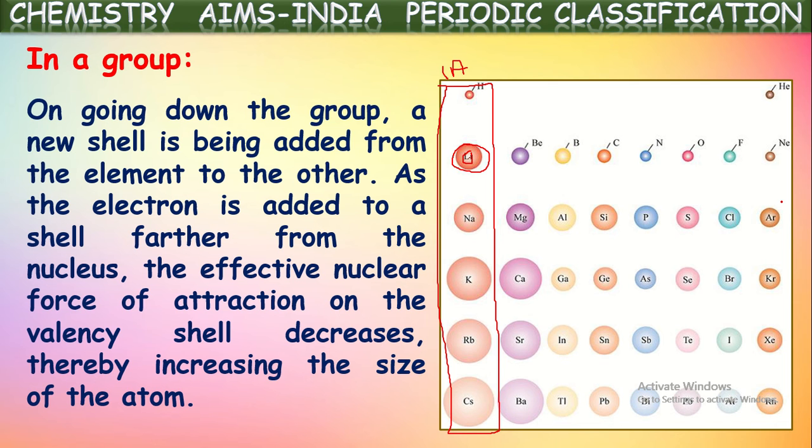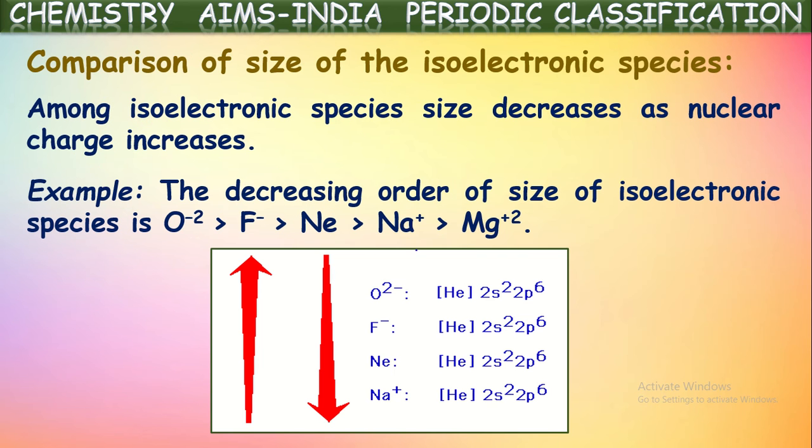In a period from left to right, atomic size decreases. In fact, to say clearly, from alkali metals to halogens, atomic size decreases and it increases a little to noble gases. Right? Now let us see the comparison of the size of the isoelectronic species.